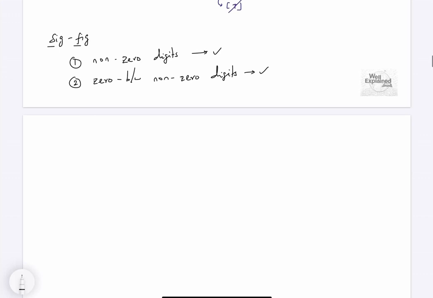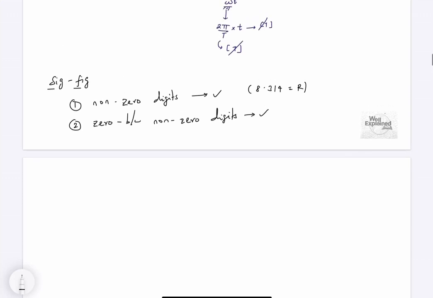Like, for example, 8.314, nothing but the value of the universal gas constant actually. The number of significant figures that it has: this is non-zero, non-zero, non-zero, non-zero. So four non-zeros, so four significant figures. And for this, maybe we'll keep 7.03 or change it to 305. For this, zero between non-zeros. This is zero, but between two non-zeros, 3 and 5, so you count it. So it's 4, right?